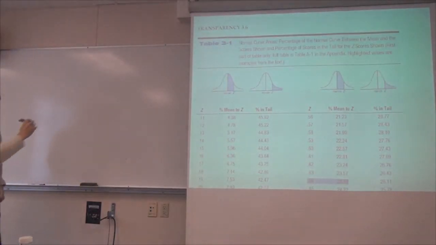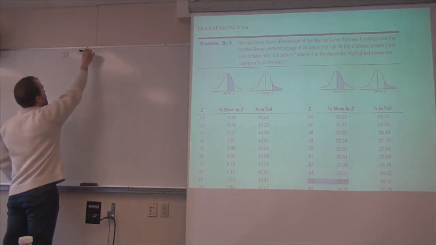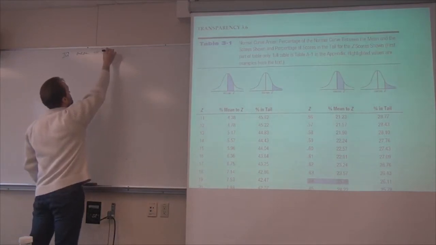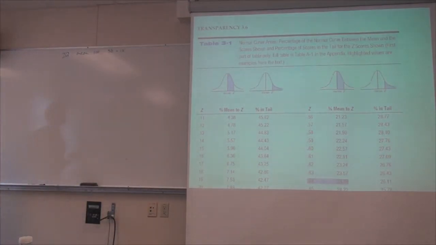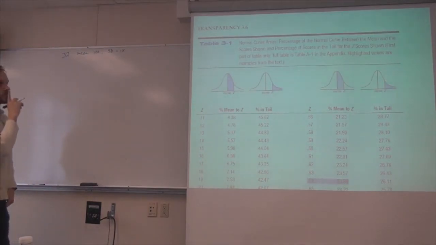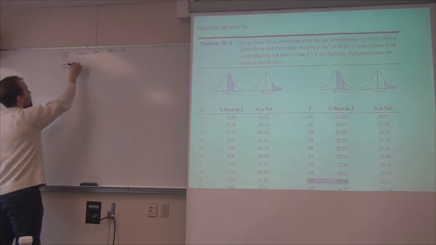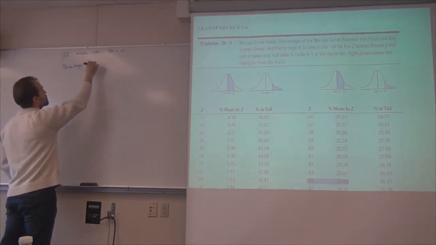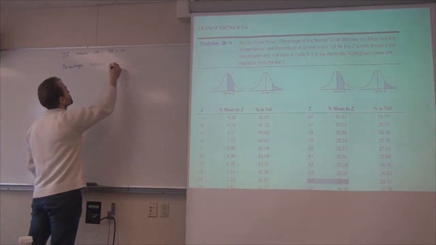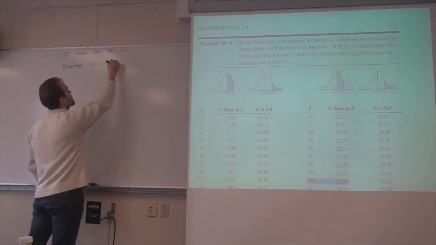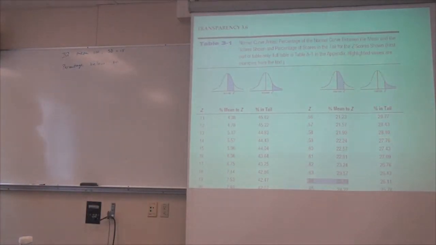So let's stick to the IQ examples. IQ has a mean of 100, standard deviation of 15. And let's just pick a score. I want to do two examples. What is the percentage of people that fall below, let's say, I don't know, 80? People that fall below 80.